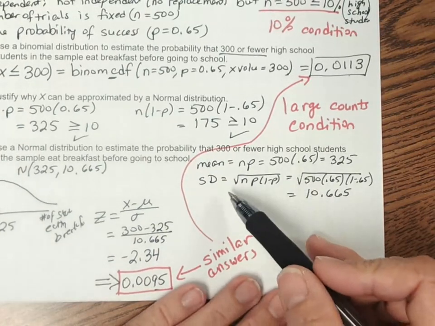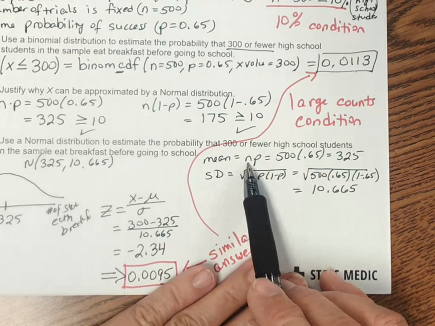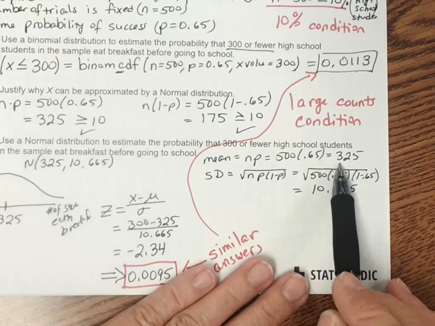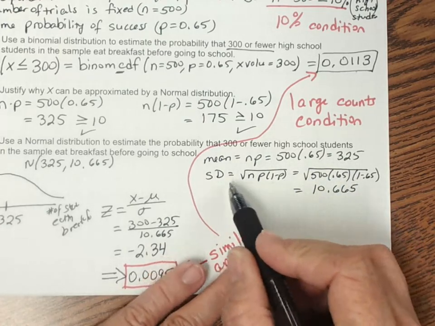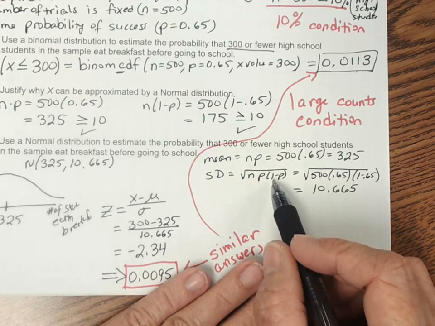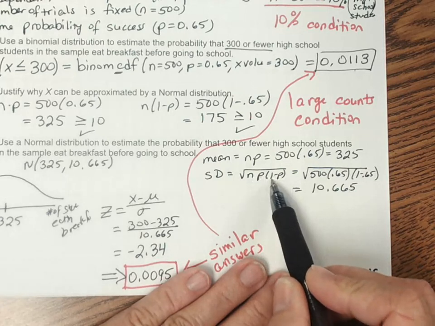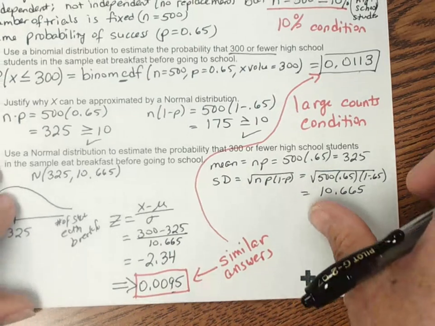Okay, I didn't actually show you this, but to calculate the mean and standard deviation, mean we calculate by the number of trials times probability of success, which gave me the 325. My standard deviation, I'm using the binomial method because it is a binomial, because we met the 10% condition. So n times p times 1 minus p all square rooted, and that's where I got the 10.665.